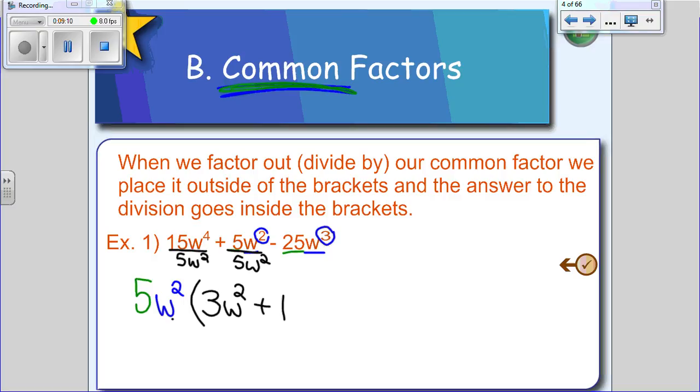Now our last one. We'll do it again. Divided by 5W squared. Negative 25 divided by 5 would give me negative 5. W cubed divided by W squared would give me W. You can put W to the power of 1, but I'm just going to leave it as W, since you don't usually write that power 1. What we just did is called taking out a greatest common factor. Any questions about that?